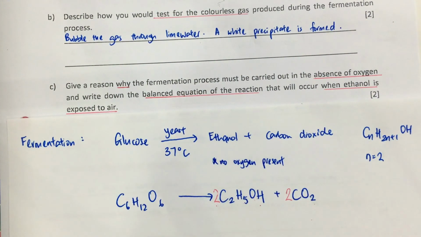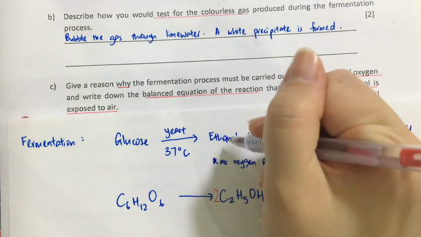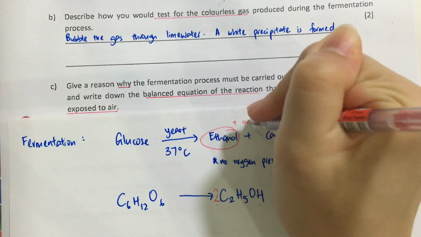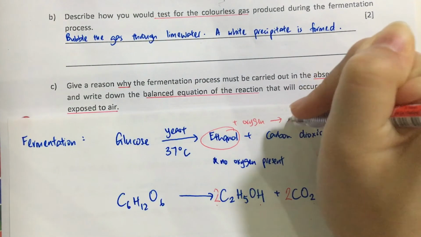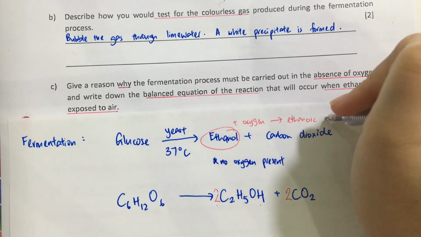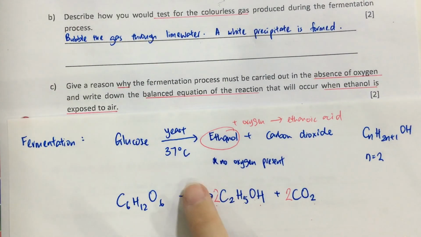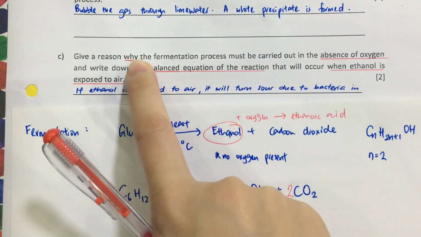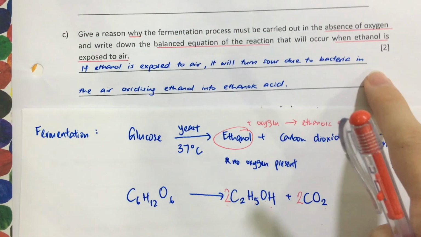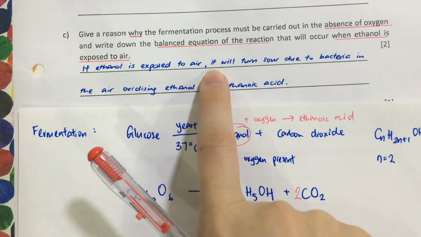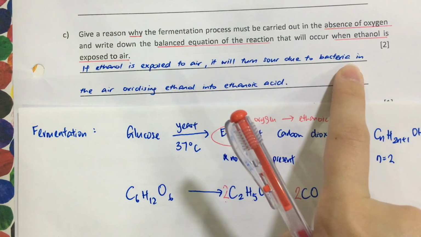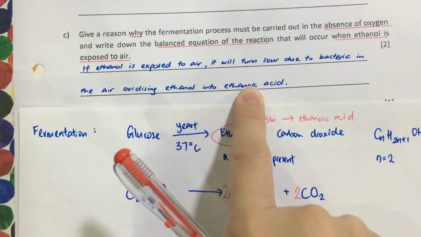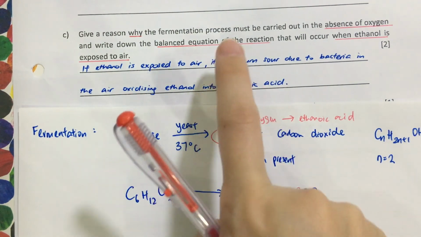Okay, the reason is because once your ethanol is exposed to oxygen, it will be oxidized, and instead what you get will be ethanoic acid. Okay, so this is what will happen. So first we describe what will happen because they say why. So we describe it by saying if ethanol is exposed to air, it will turn sour due to the bacteria in the air, and it will oxidize ethanol to ethanoic acid. Okay, then now we talk about the balanced equation.